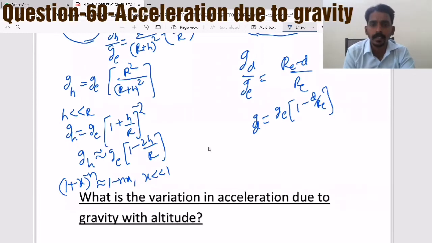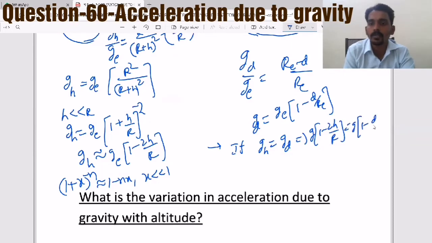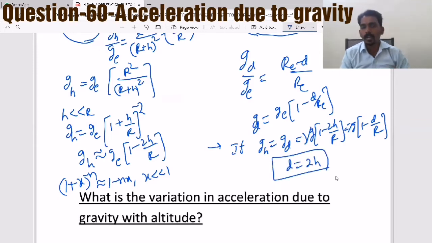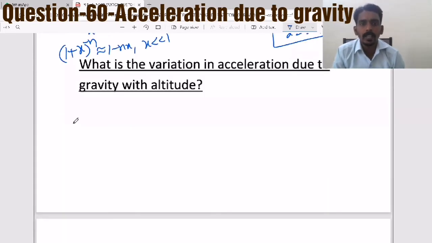Now if the condition is given, like if at a particular height and at a particular depth g is the same, that means g into 1 minus 2h by R equals g into 1 minus d by R. Then the condition becomes d equals 2h. Like that they will ask questions based on how the acceleration due to gravity varies with height and depth, nothing but altitude. Now, in a similar way, they will also ask sometimes about the variation in acceleration due to gravity with latitude.